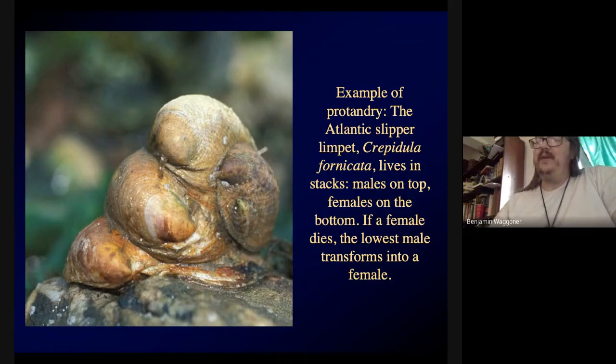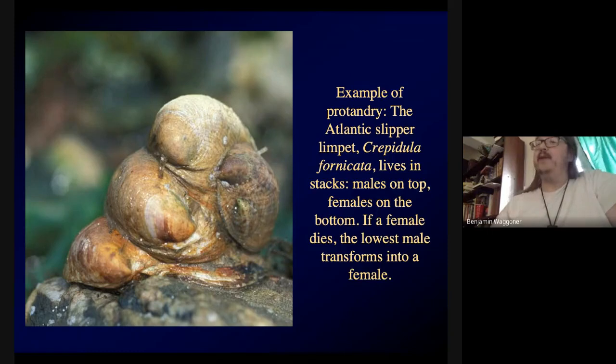It lives in stacks. The largest individual on the bottom right there is a mature female, and she produces eggs. The individuals up on top are males, and you can't see this in this picture, but they've got very long, extensible penises that reach down and fertilize the eggs of the big female on the bottom. If a female dies, the lowest male starts reabsorbing his testes and reabsorbing his penis and sprouting ovaries and transitions into a female.